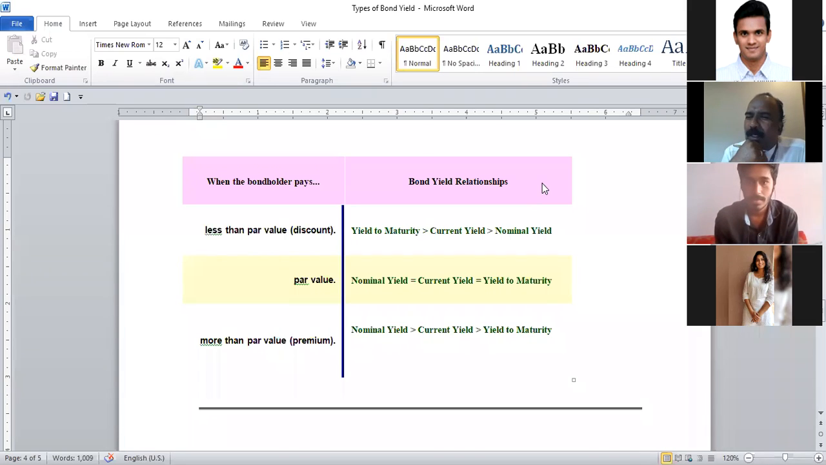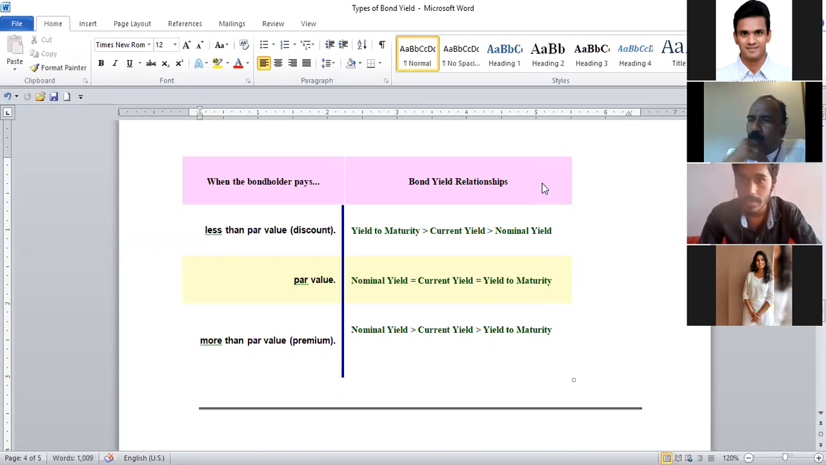What is called premium bond? Sir, premium bond is when, just a minute, the value of bond is lesser than the present value of cash. Sorry. When the value of bond is more than the par value, it's called a premium bond. So how will it become a premium bond? When the market price is greater than the face value.